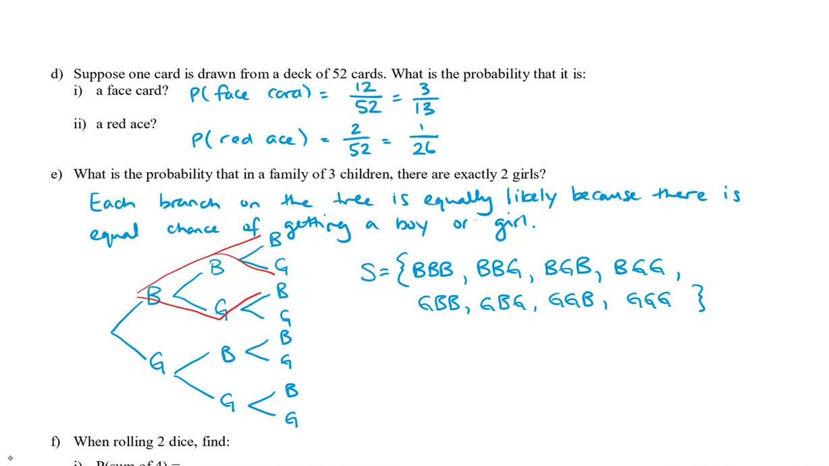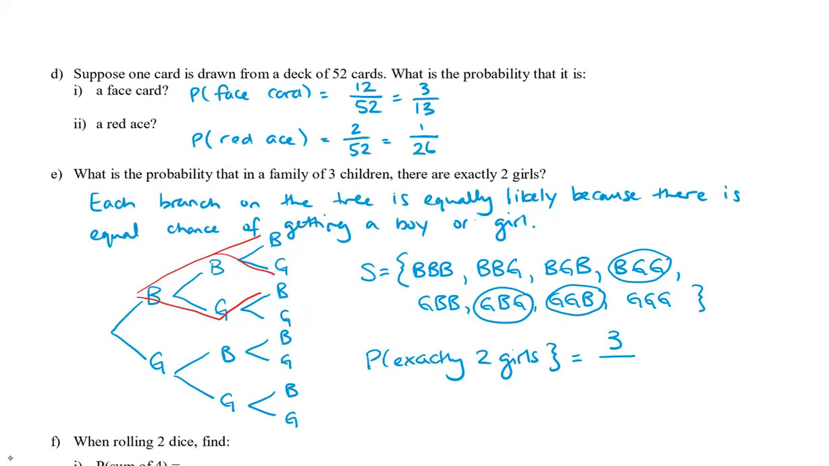So from here, we can see that the probability of exactly 2 girls is equal to 3, because we have 2 girls here, 2 girls here, and also 2 girls there. And there are a total of 8 possible outcomes. So the probability is 3 out of 8.